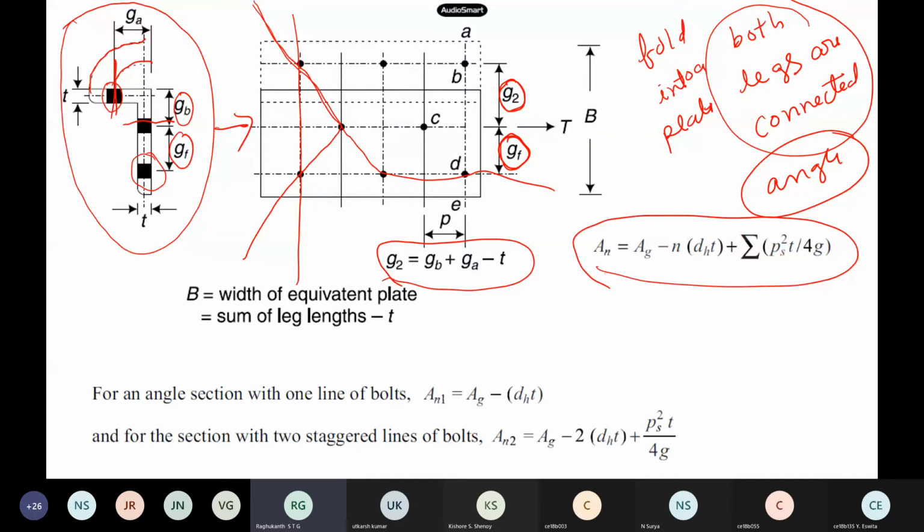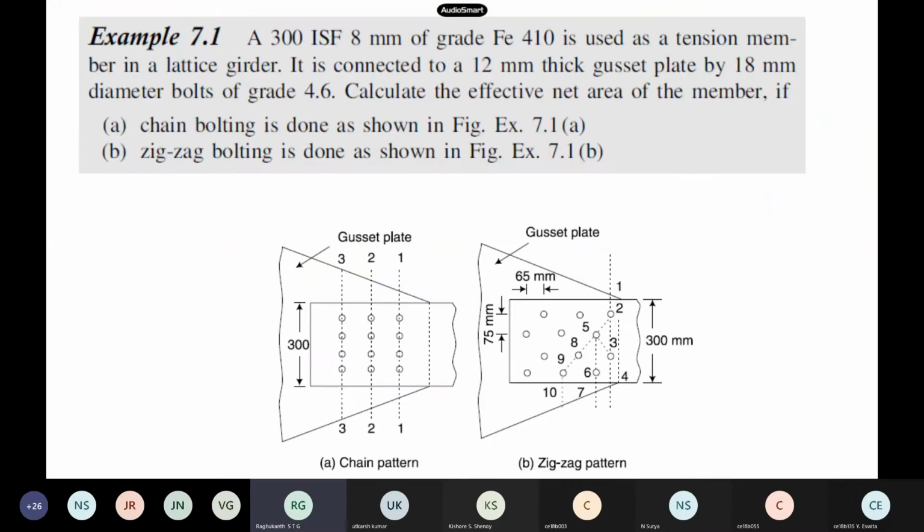So now when it is an angle section, both the legs are connected, say, so you just fold it into a plate and then you calculate a new gauge distance from this edge to this edge, and then you analyze it the same way, you see the format itself, like the previous problem. This problem you would have solved in the last tutorial. For chain bolting, it is straightforward, no issues. But for this one, you have to do all kinds of patterns.